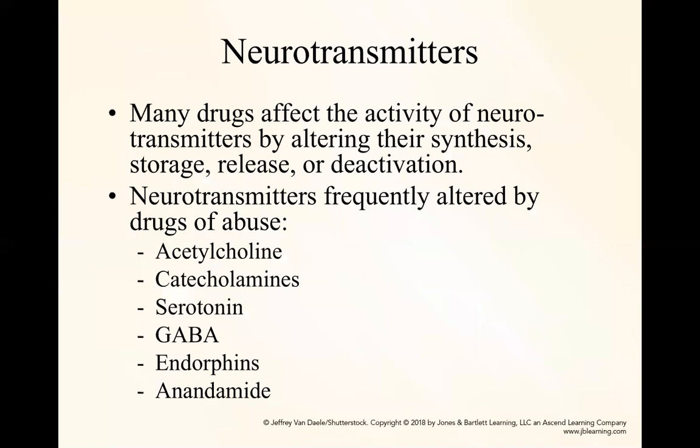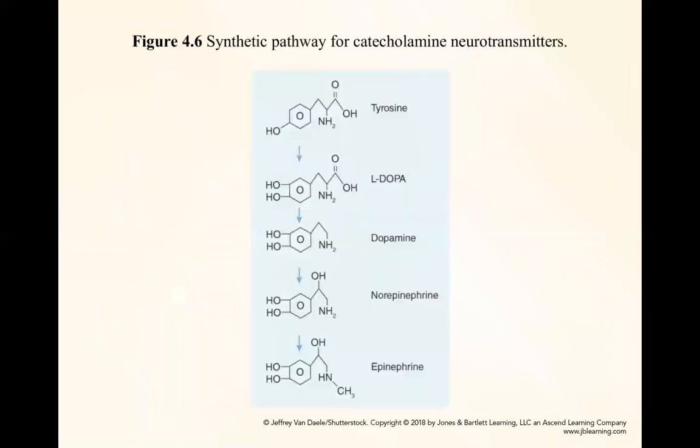So neurotransmitters, these are the ones that are frequently altered by drug abuse. And I mentioned them before, and I want you to know them. The different ones: acetylcholine, catecholamines, serotonin, GABA, endorphins, and anandamide. So I want you to know those different ones, and they each have a different chemical here.